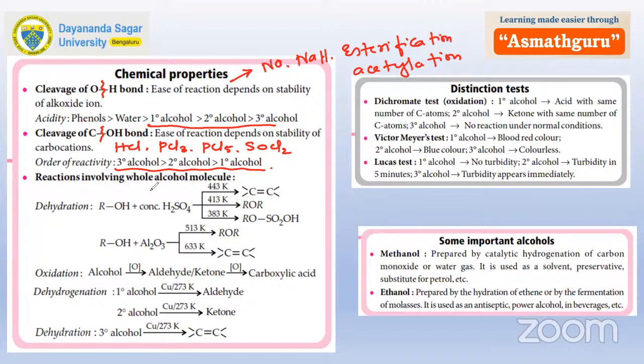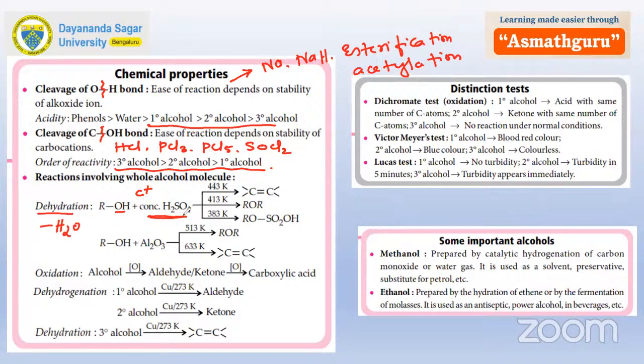Then we'll go to reactions involving the whole alcohol molecule. What are the reactions? Dehydration. Dehydration is nothing but removal of water. When you remove the OH group, what you get is a carbocation. Again, the reaction depends on the stability of the carbocation. Here, the usual dehydrating agent used is sulfuric acid, and the alcohol undergoes dehydration.